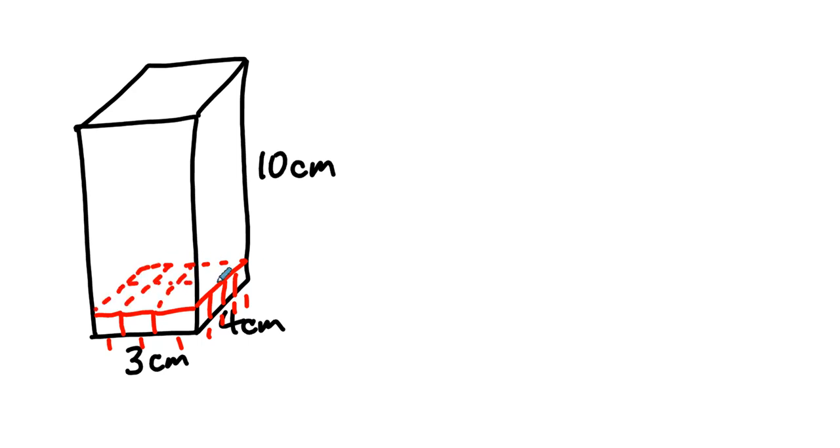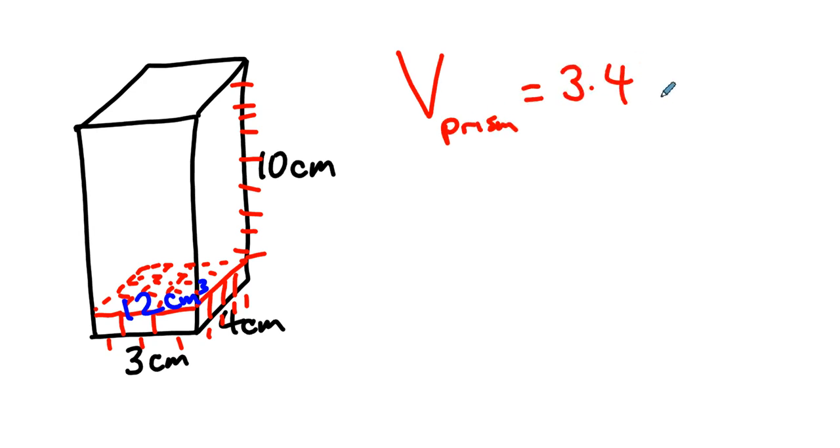So the base of our unit cube solid, the base has 12 unit cubes, right? So how many of those can we stack on top of each other to get 10 centimeters? Well, we can put 10, right? We can put 10 stacks of 12 and fill the prism completely. So the volume of the prism is 3 times 4 times 10. That's 120 cubic centimeters.